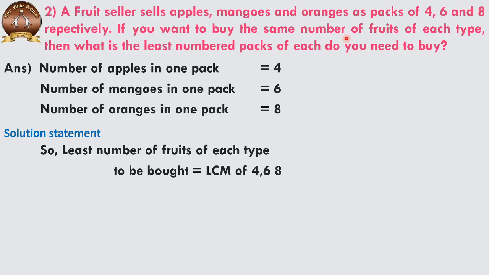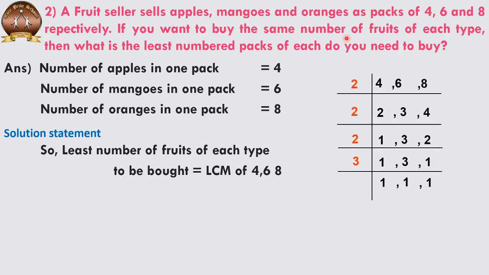If we find the LCM by the division method, we'll write it somewhat like this. 4, 6 and 8 in the division lines like this, and these are all even numbers, so we divide them by 2. After dividing 4 by 2, we get a 2. After dividing 6 by 2, we get a 3. 8 divided by 2 gives us a 4.